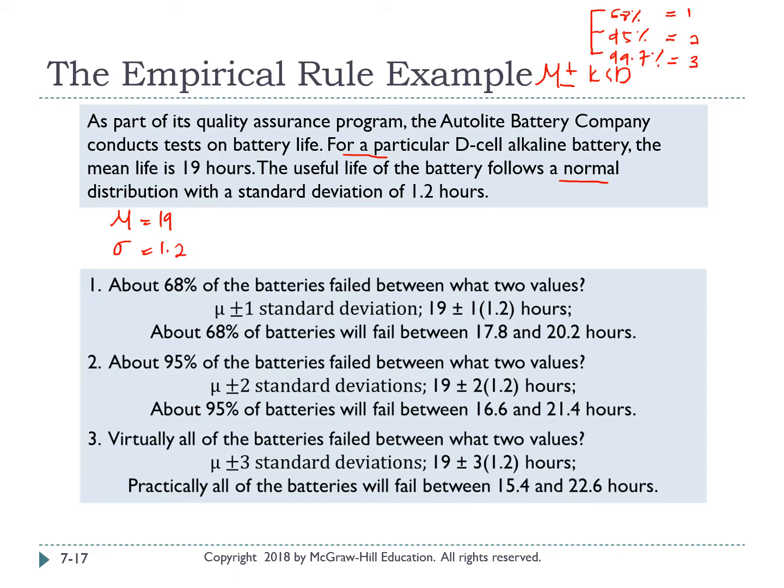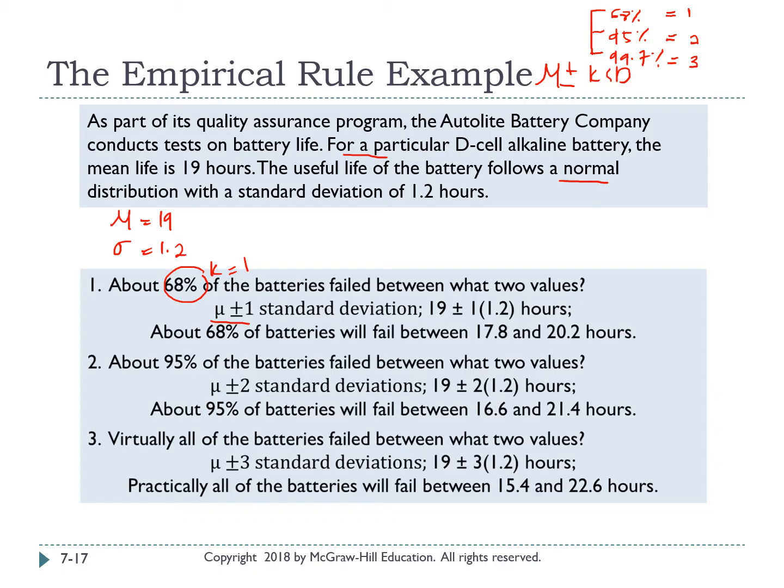The first one, about 68%. It is clearly mentioned here, 68%. So what is the value of your k? Your k should equal 1. Okay, about 68% of the batteries fail between what two values? Let's try to apply this formula: mu plus minus 1 standard deviation, because your k here is 1.